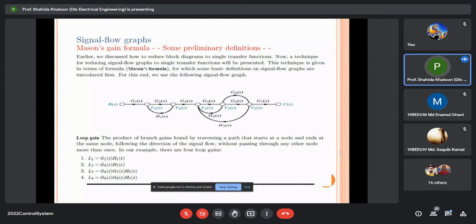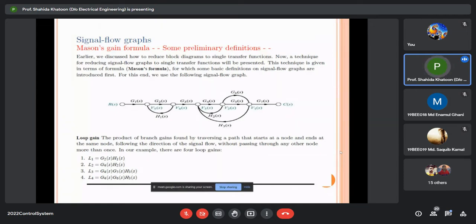Okay, so what is signal flow graph is that how to reduce the block diagram to a single transfer function. The objective of block diagram representation is that we want to convert a complicated block diagram into a single transfer function. So now a technique for reducing signal flow graph to a single transfer function will be presented. This technique is given by the formula Mason's gain formula. So for which some basic definitions on signal flow graphs are introduced first.